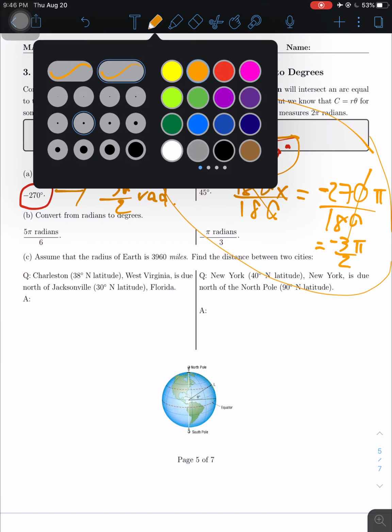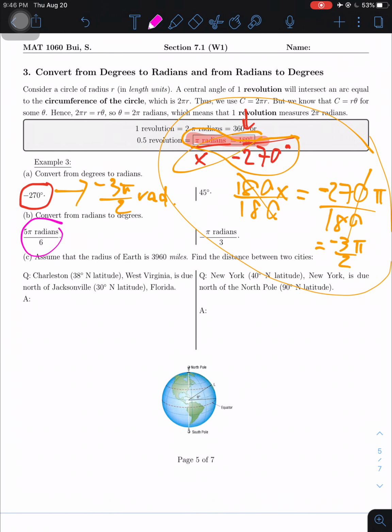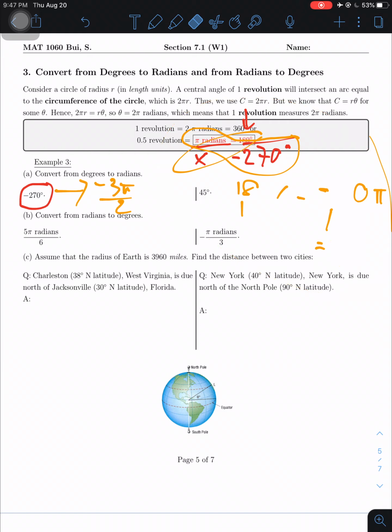Let me use another color for this one, say pink. Let me do it in here again. Let me take out some work. Let me just erase them all. Okay, this is better.